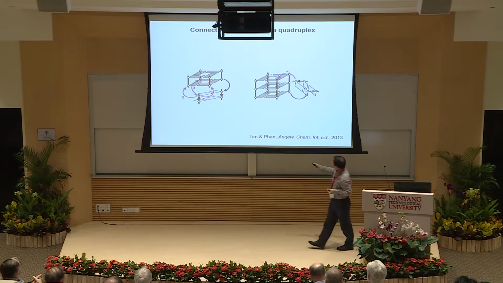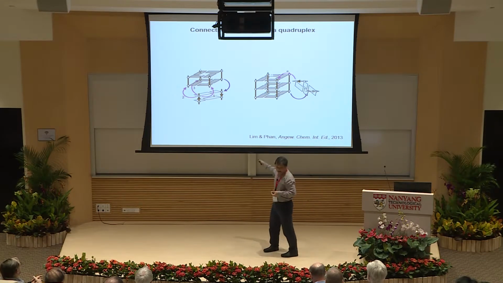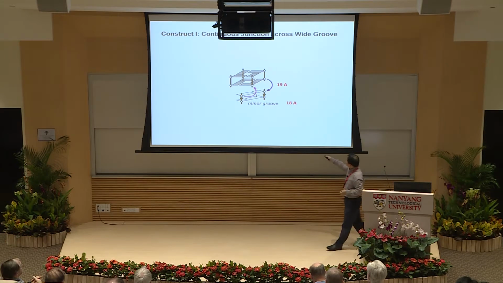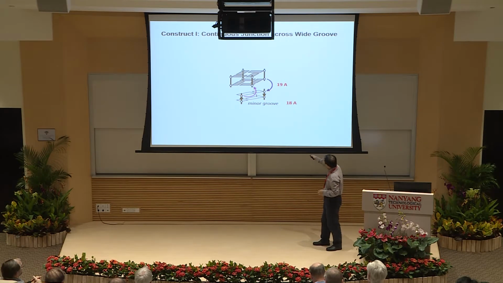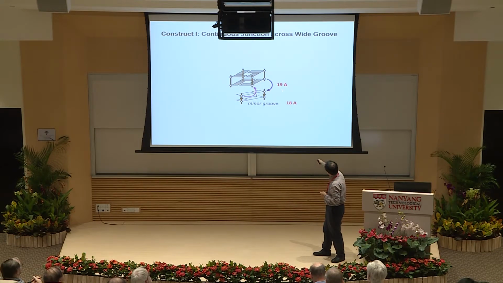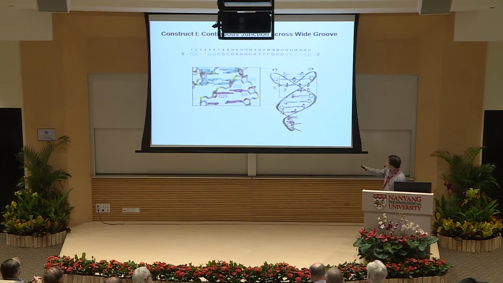We show that actually there are at least 5 different ways to connect a duplex to a quadruplex, either adjacent or sideways. I just give you 2 examples here. One is the connection between the minor groove with the groove that you saw in some earlier slide. You see the geometry is very close, so they can seamlessly be connected, like you can see here.